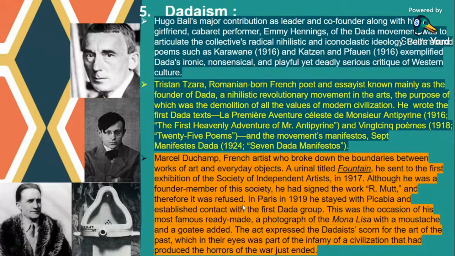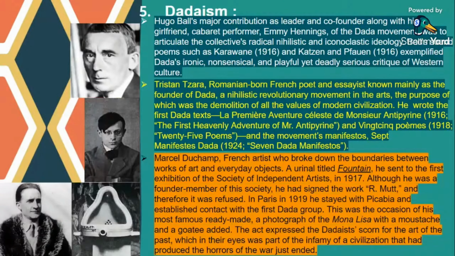In Paris in 1919, he stayed with Picabia and established contact with the first Dada group. This was the occasion of his most famous ready-made, a photograph of the Mona Lisa with the mustache. So it is quite an interesting thing. Mona Lisa was painted by Da Vinci, an ancient painter, as well as anatomist. But here what did they do? This Dada group painted a mustache and a kind of beard on the painting of Mona Lisa. I hope you all are aware of this Mona Lisa painting, right?